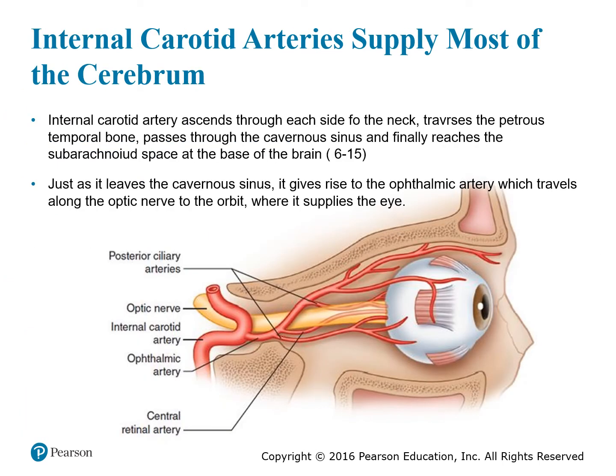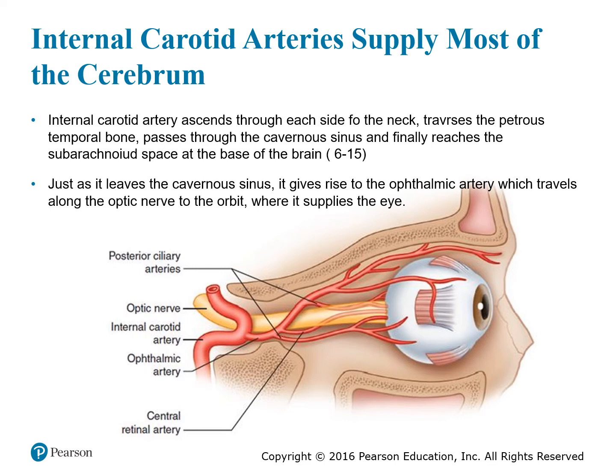The internal carotid arteries supply most of the cerebrum. So the internal carotid artery ascends through each side of the neck, traverses the petrous temporal bone, passes through the cavernous sinus, and finally reaches the subarachnoid space at the base of the brain. Just as it leaves the cavernous sinus, it gives rise to the ophthalmic artery, which travels along the optic nerve to the orbit, where it supplies the eye.